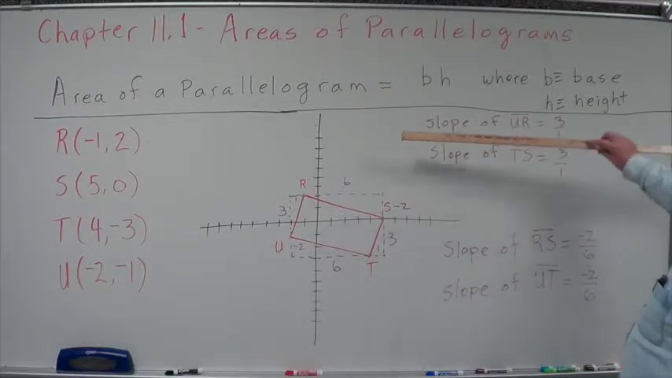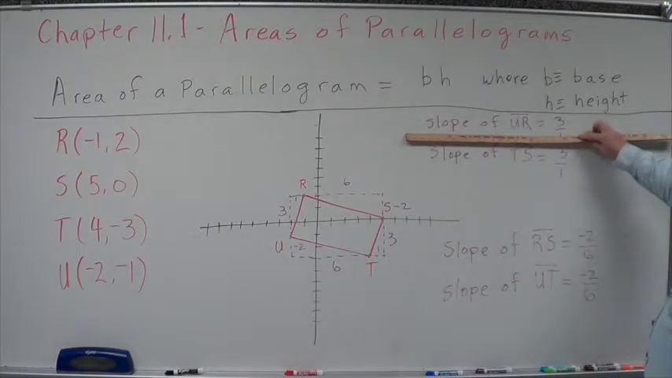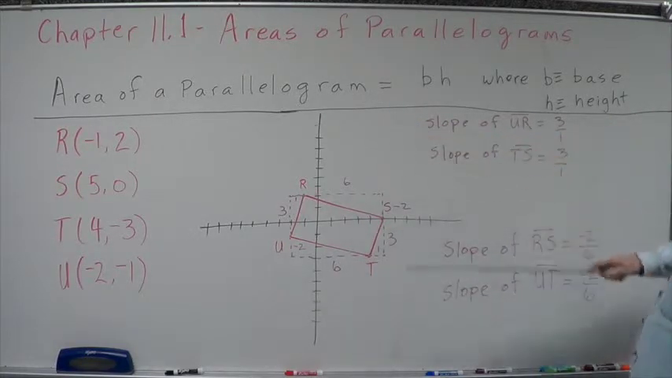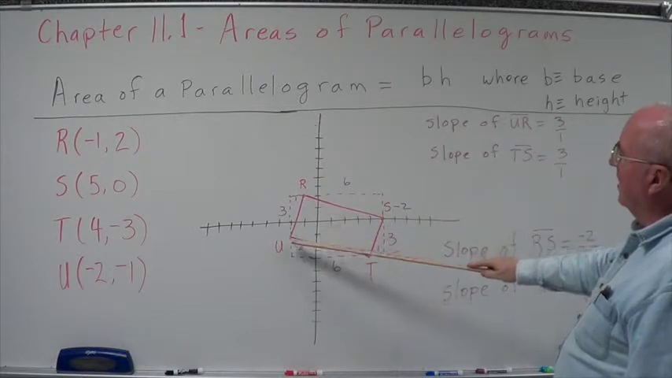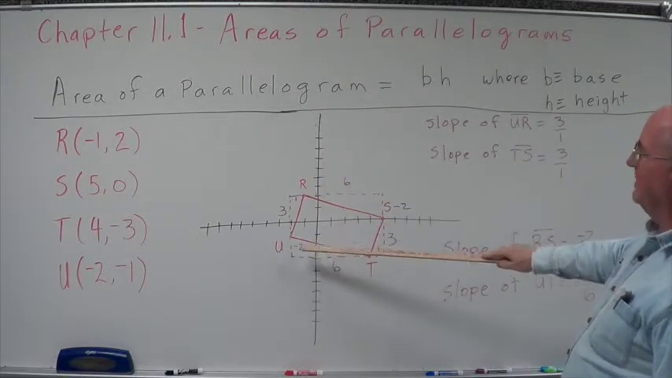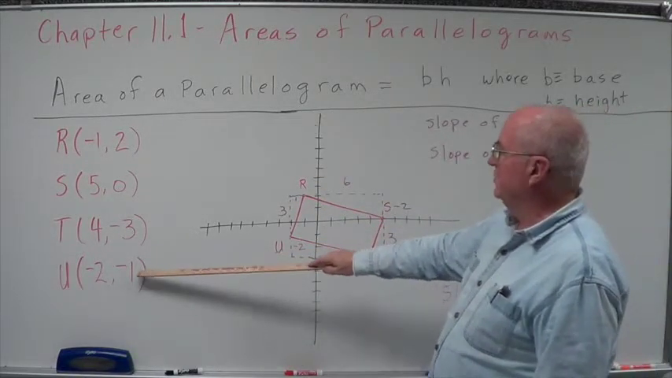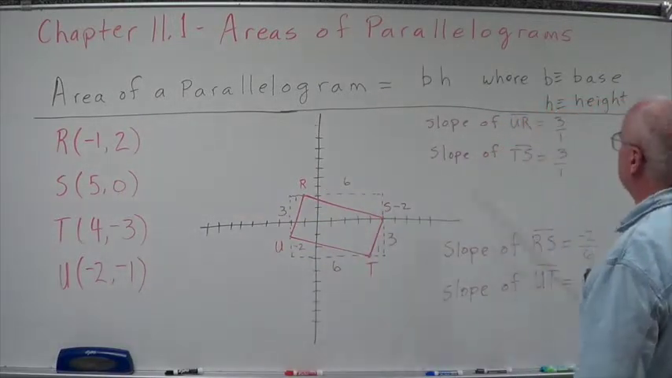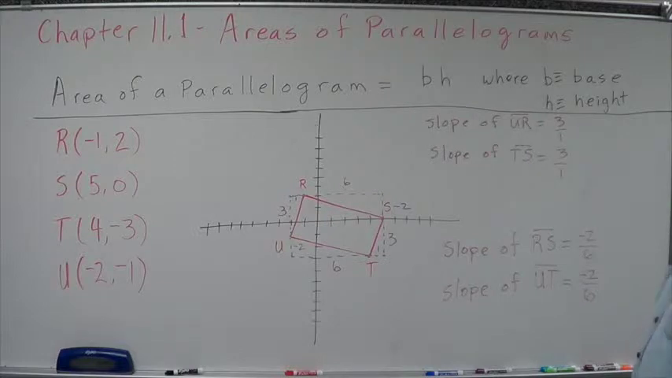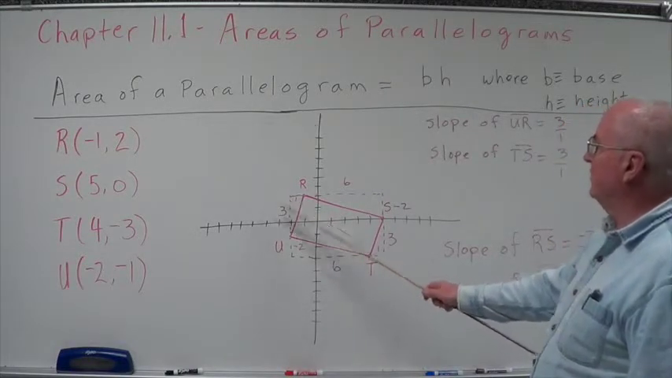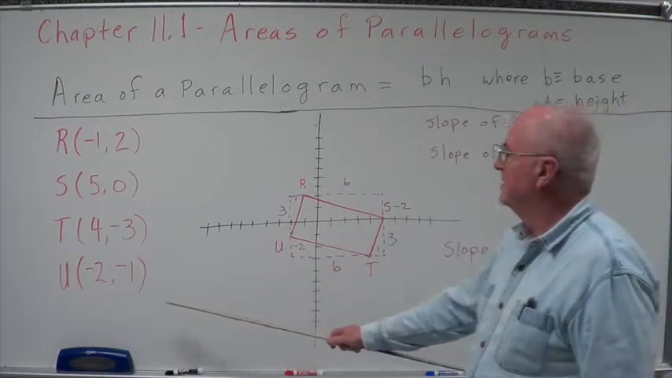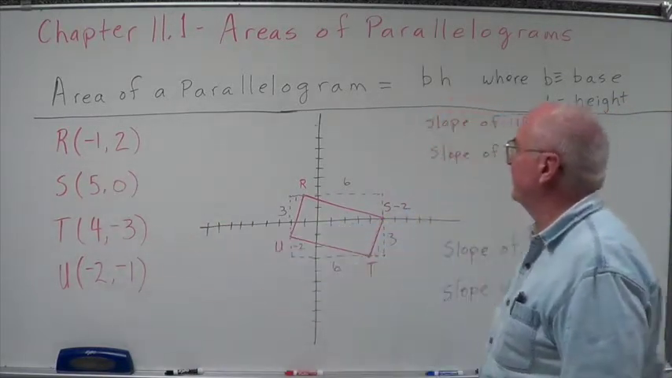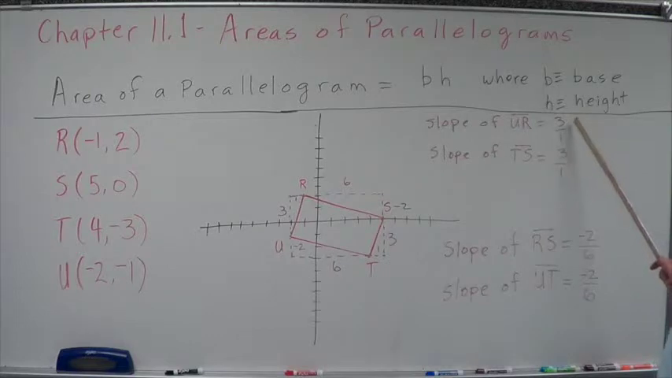So what I've done was, I've looked at the slope of UR, segment UR. So I'm going from U to R. How much does it go up? Well, it goes from -1 to 2. How far is it from -1 to 2? It is 3. So our rise, our delta Y, is 3. What's our run? Our run goes from -2 to -1. Well, that's 1. That's a positive 1. So our slope on UR is 3 over 1.